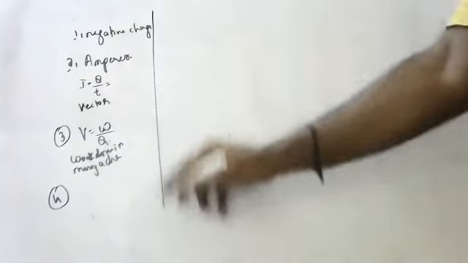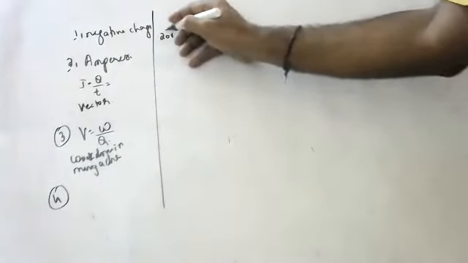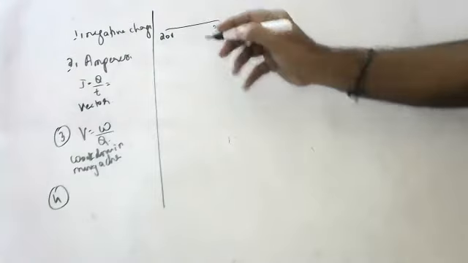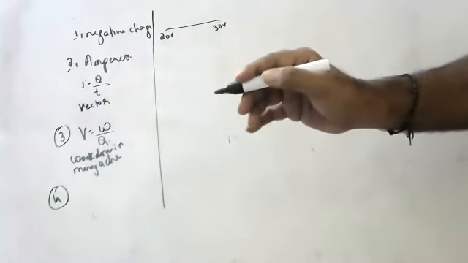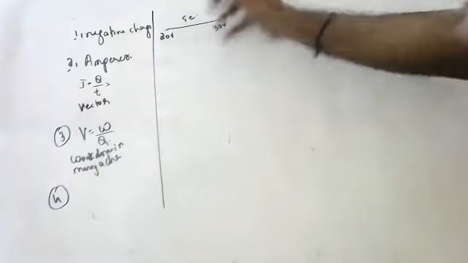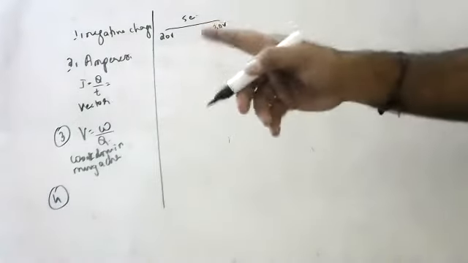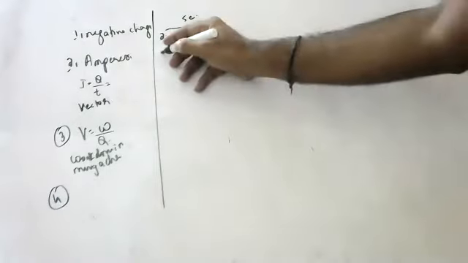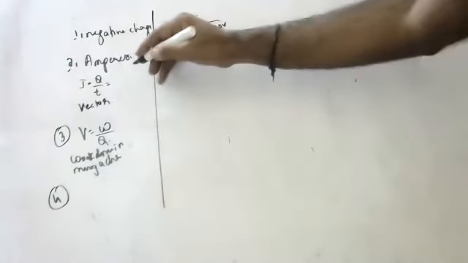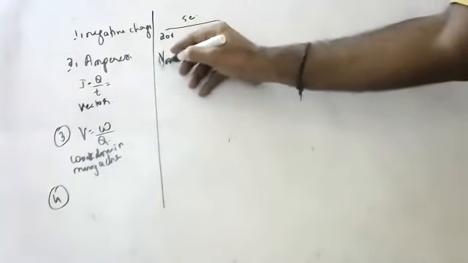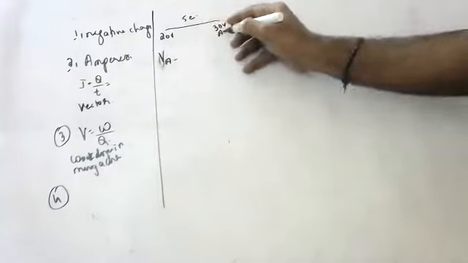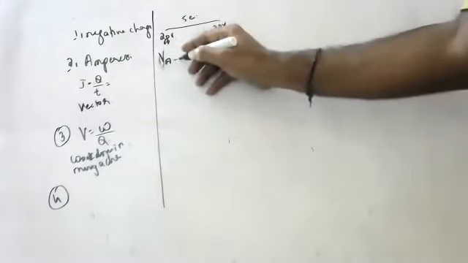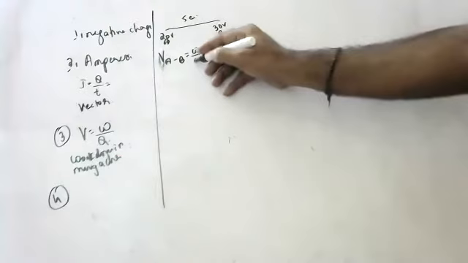Fourth question. Calculate the work done in moving a charge of 5 coulombs from 20 volts to 30 volts. How much work? Normally, the formula is VA minus VB equals W by Q, because A is high potential and B is low potential.